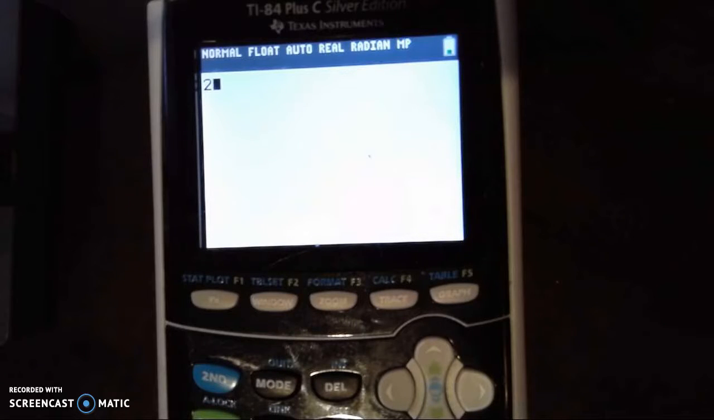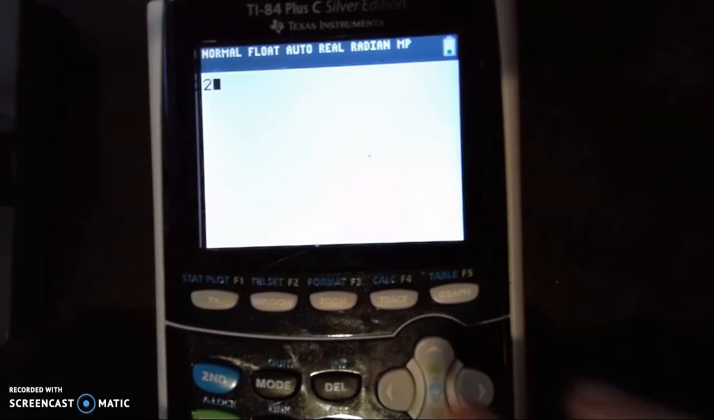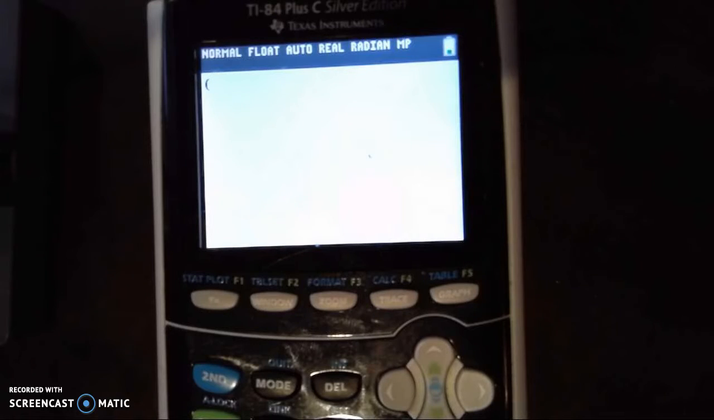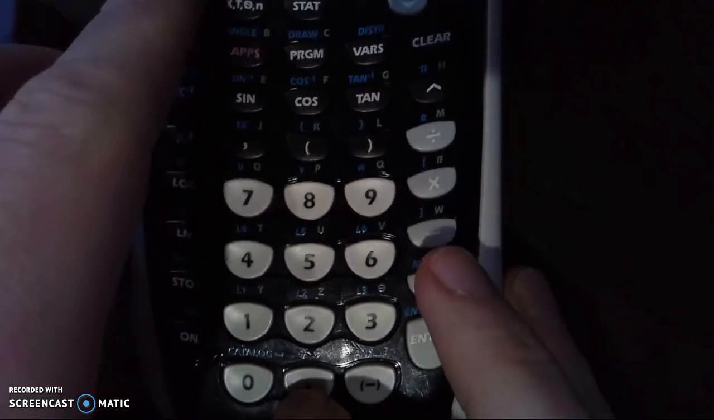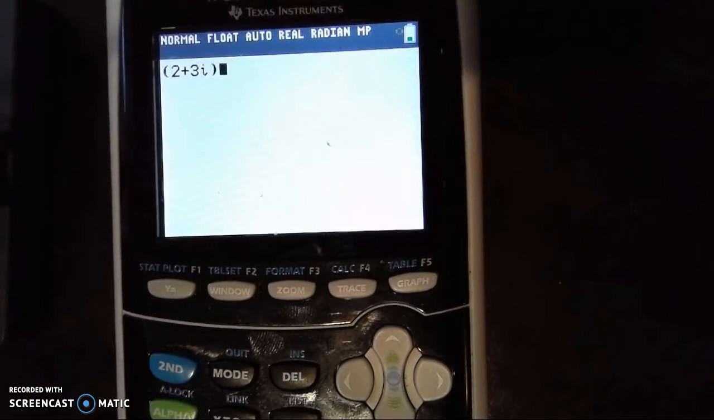Okay, so we are here to look at just using the calculator to do some of these complex number operations, and it's really pretty simple. So if I want to do 2 plus 3i, i is second period. 2 plus 3i minus 1 plus 3i, and it gives me my answer.